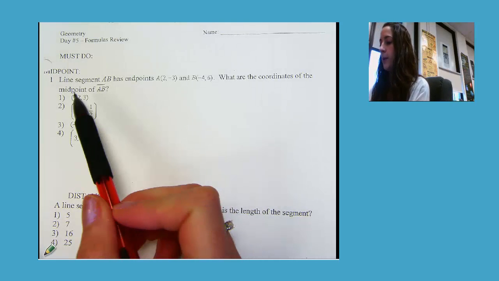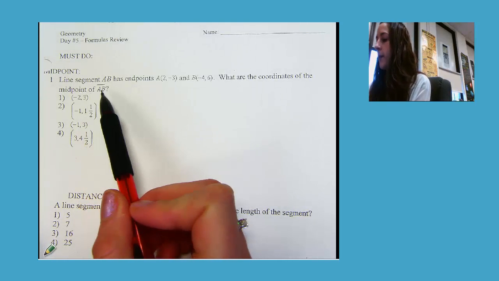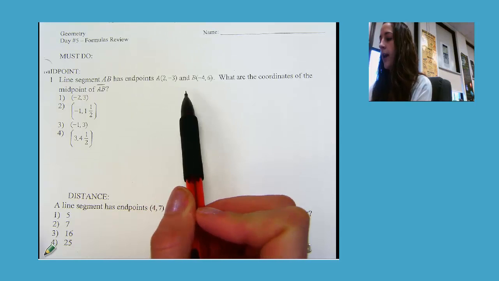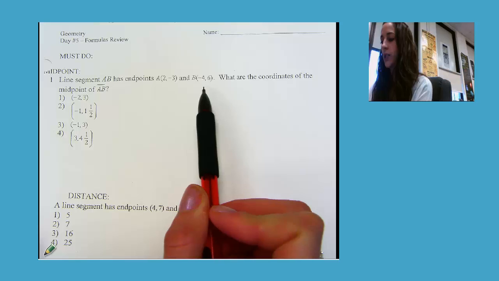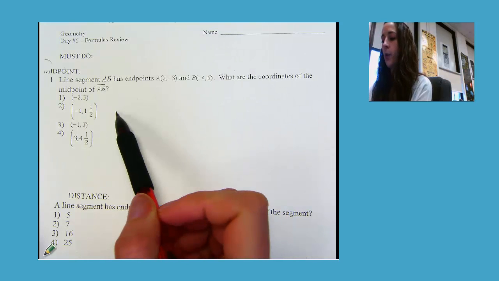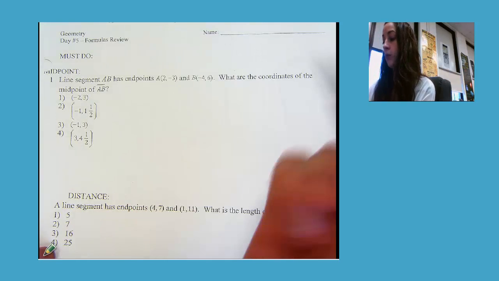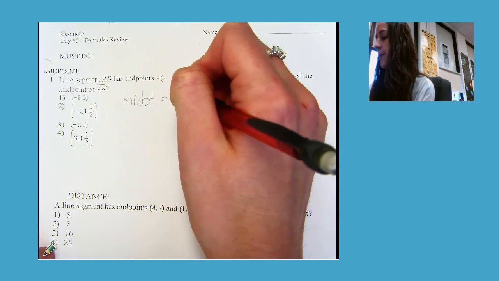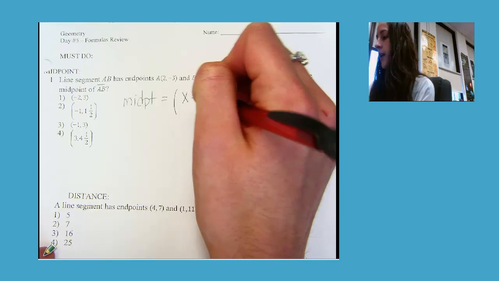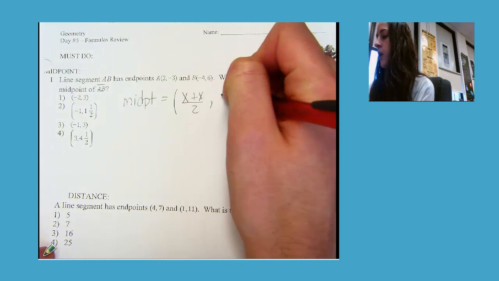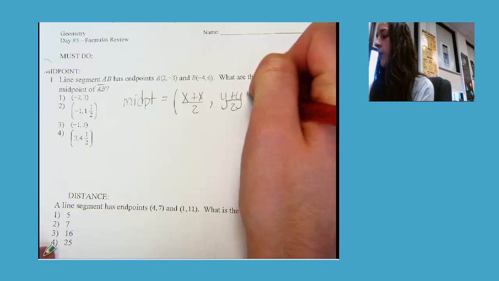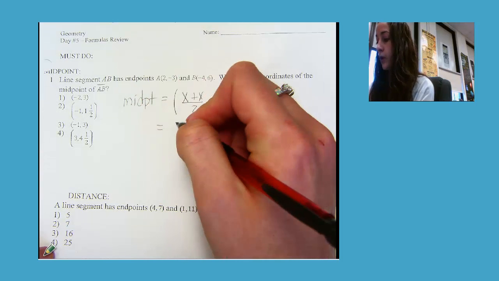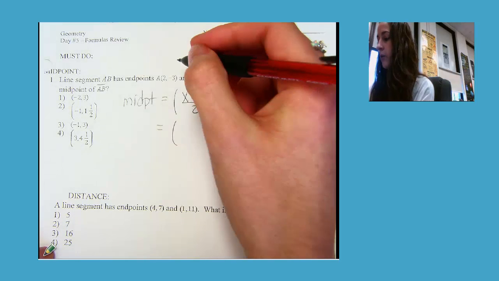The first problem is the midpoint. So it's the line segment AB has endpoints A, which is (2, -3), and B, which is (-4, 6). What are the coordinates of the midpoint of AB? So we're going to use our midpoint formula, which is x plus x over 2, y plus y over 2. All we're doing is taking the average of our x and our y values. So we're just going to use our values that are given.